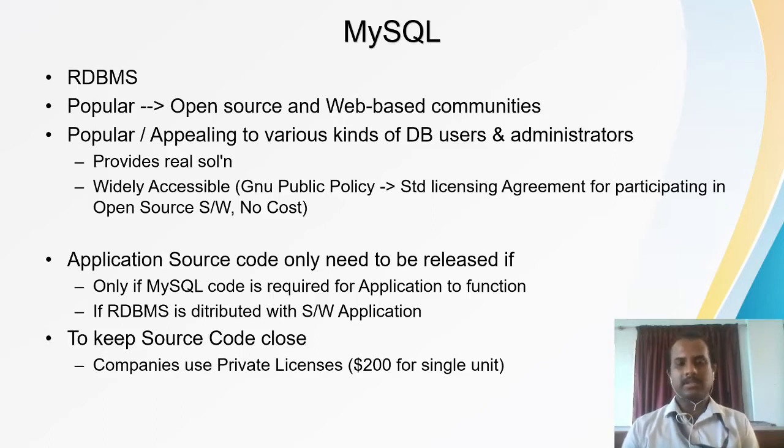So what are the companies doing? Companies cannot give the source code as they like, right? Because they are developing their own code or their own application, and it takes a lot of time and money to create one application, right? So what are the companies doing? Companies are getting the private license from MySQL, which is available for only $200 for a single unit. There are different packages available where you can purchase MySQL depending on the user's requirement. For a single unit it costs around $200. So when they make it a private license, the companies do not provide the source code of the application.